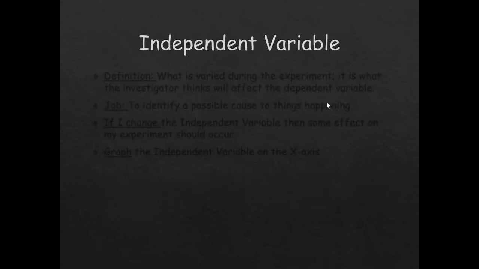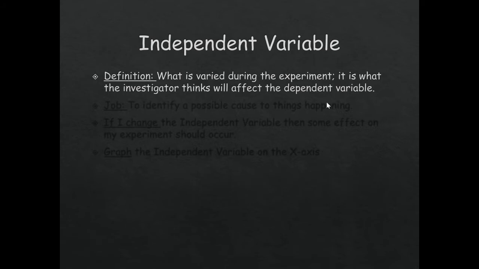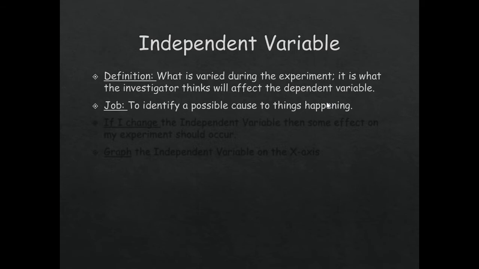Let's drill you on independent variable. We'll look at the definition first. The definition of the independent variable is what is varied during the experiment, by the experimenter, of course. So it is what the investigator thinks will affect the dependent variable. In my classic example of fans in the classroom, the number of fans would be the independent variable. This is what I think is going to affect the dependent or the temperature variable. So the job of the number of fans would be to identify a possible cause of things happening. So I think in my hypothesis that if I increase the number of fans, then the temperature will go down.